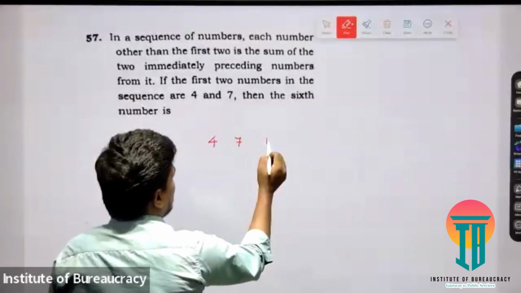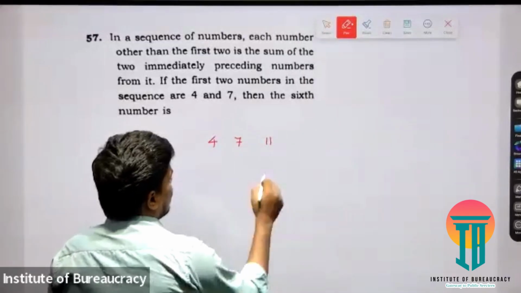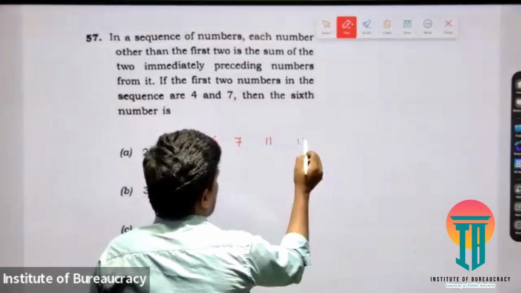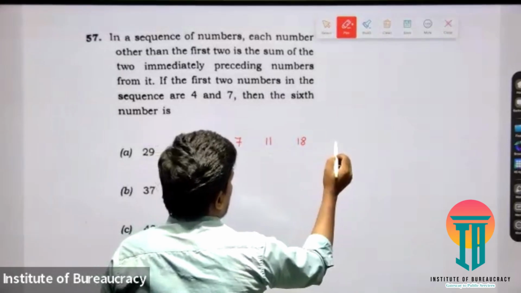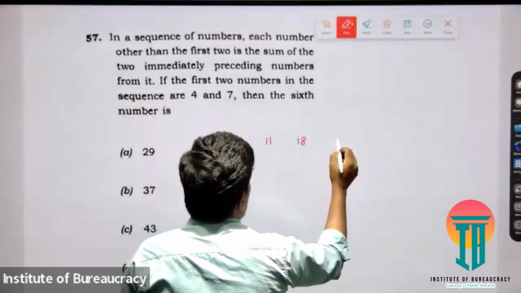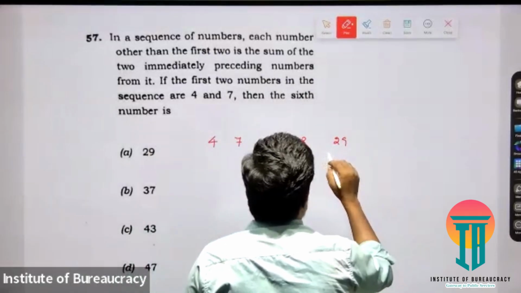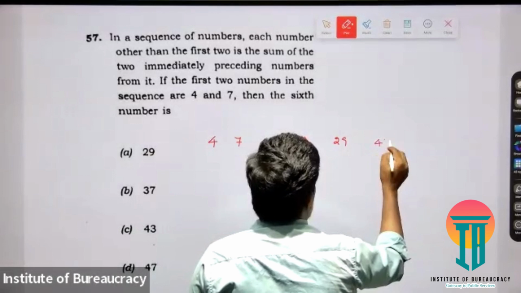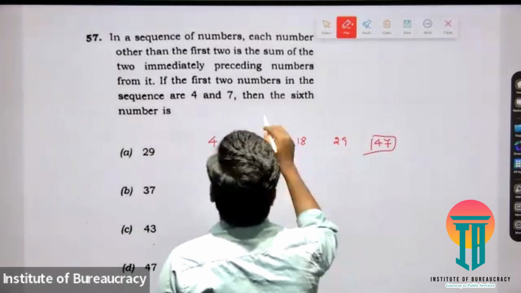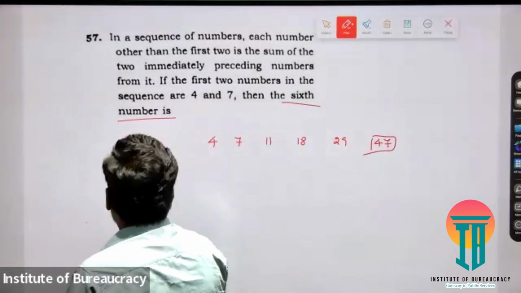The third number is going to be the addition of these, 11. The fourth number is going to be the addition of these, 18. The fifth number is going to be the addition of these, so it is going to be 29. The sixth number is going to be the addition of these, 29 plus 18, 47. This is the sixth number. The question is what? Then the sixth number is 47.